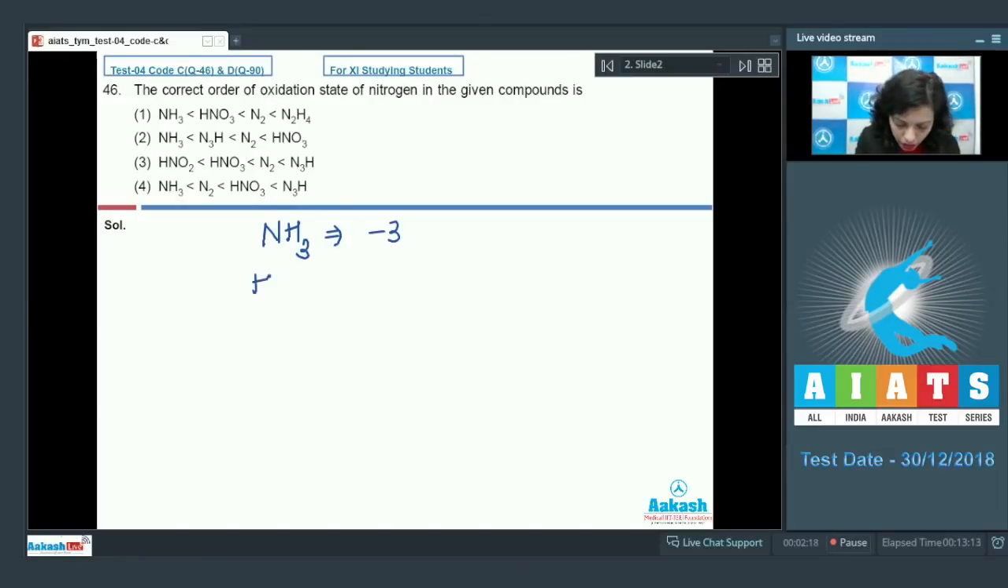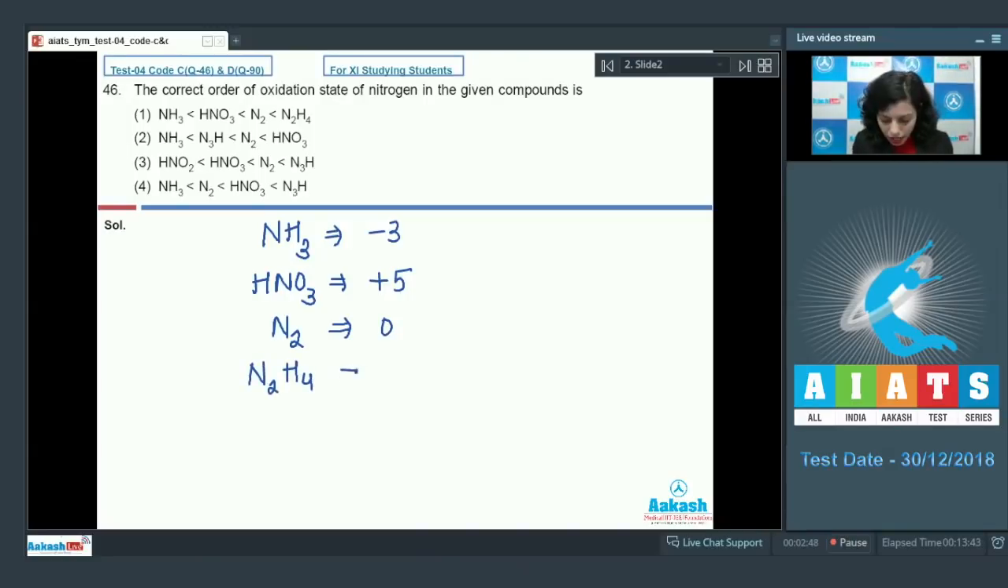If we check the next compound, that is HNO3, in this compound, if we check the oxidation number of nitrogen, that would be +5. Because oxidation number of oxygen is -2 and 3 atoms are here, and +1 is for hydrogen atom. So on solving you will find out it is +5. Then N2. It's an element and the oxidation number is 0. Hydrogen N2H4. And in this case, the oxidation number of nitrogen would be -2.